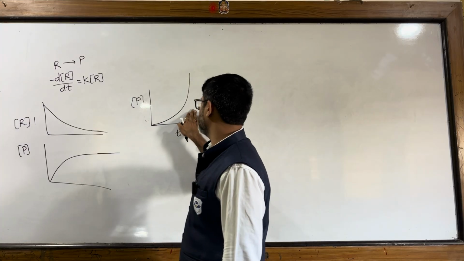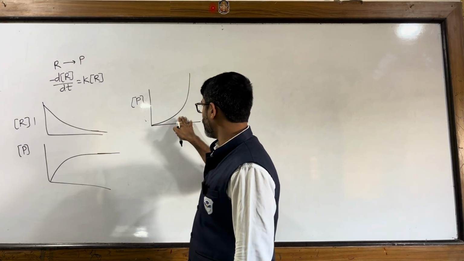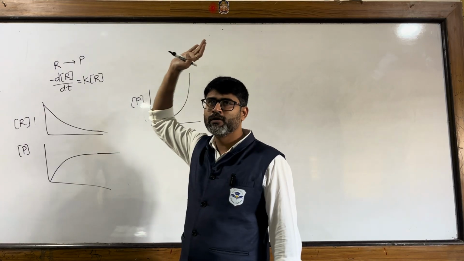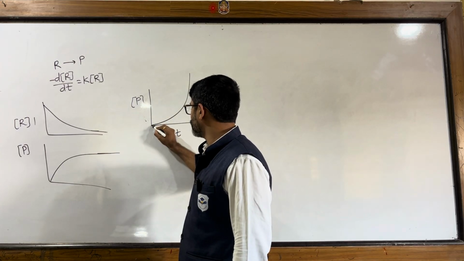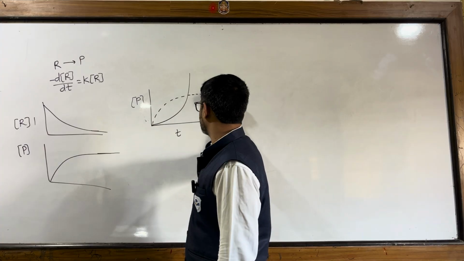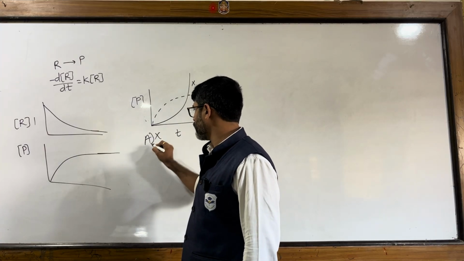So it is totally wrong. Concentration of product increases but not in this way. At some time it will not increase drastically. It increases monotonously in this way. The correct graph will be this one and not this. So option A is wrong.